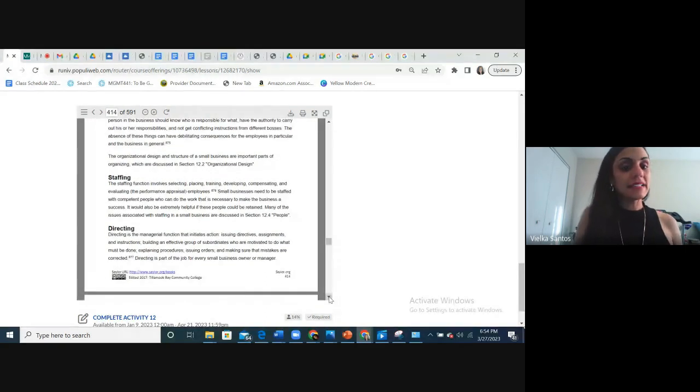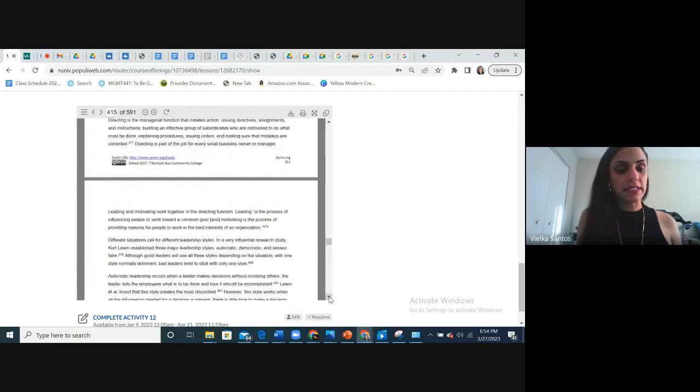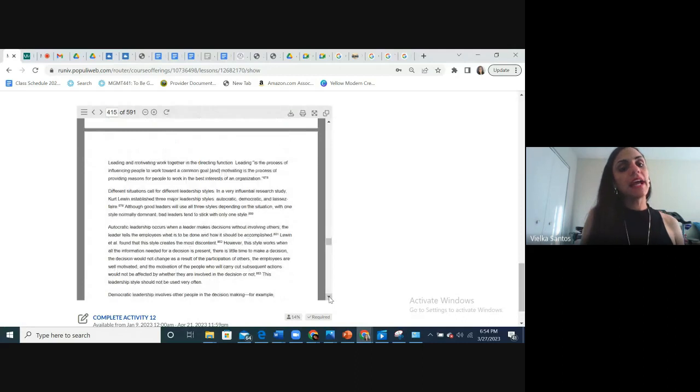Here, directing: issuing directives, assignments, and instruction, building an effective group of subordinates that are motivated. That's what we want to say with this part. Here we have to mention the different types of leadership that are mentioned in this chapter.